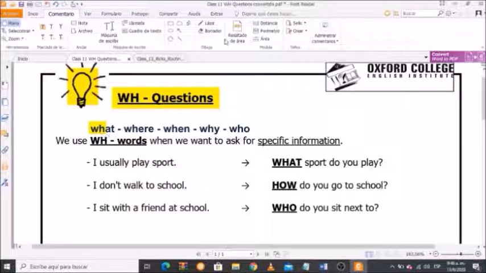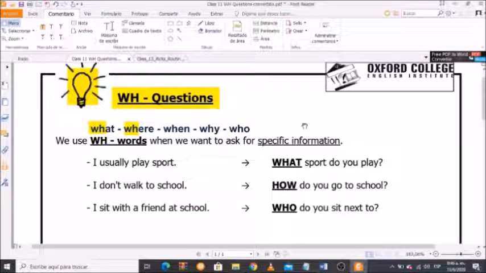Look, what, where, when, why, who y demás también suelen iniciar con la combinación de letras WH. Entonces, usamos estas palabras para preguntar sobre información específica, como cómo, dónde, cuándo, por qué, quién o con quién.